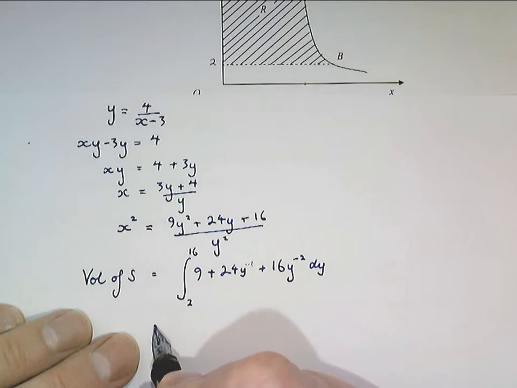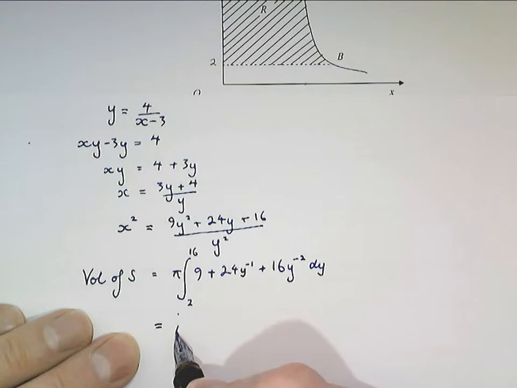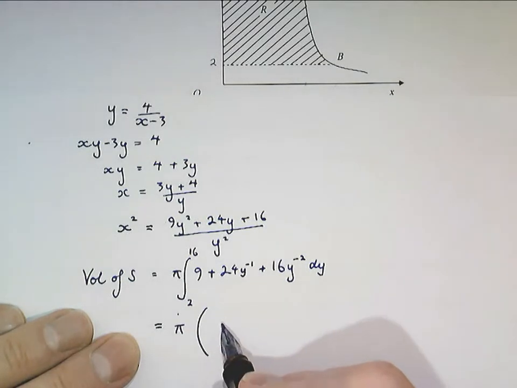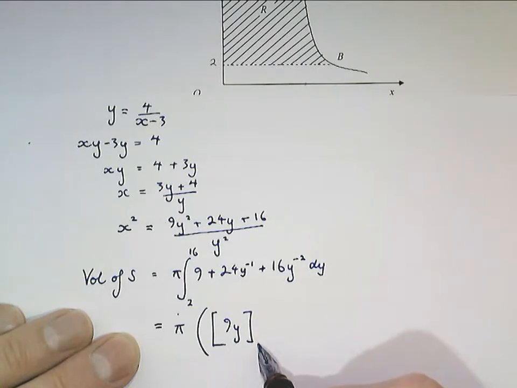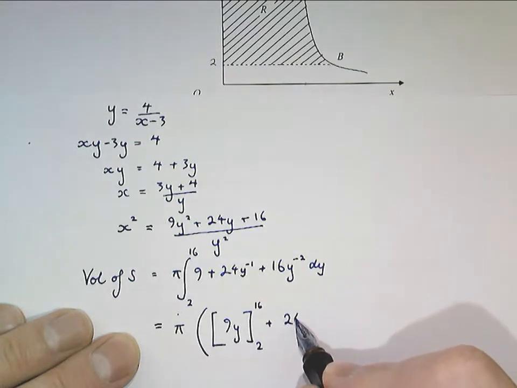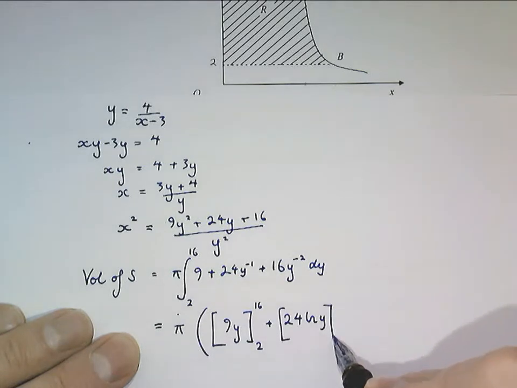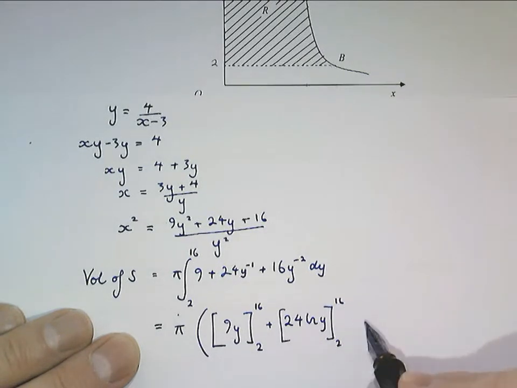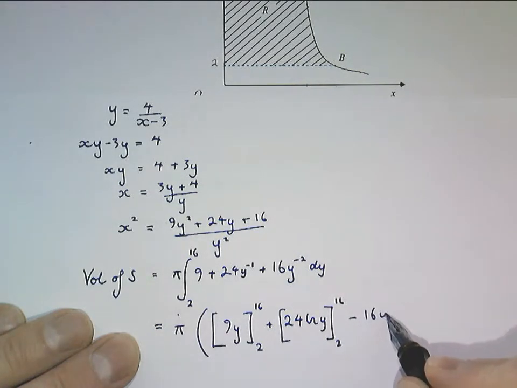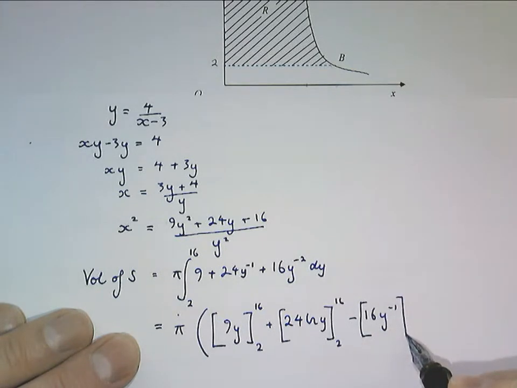Now a little bit of work on that will give us pi times 9y from 2 to 16, plus 24 ln y from 2 to 16, minus 16 y to the minus 1 from 2 to 16.